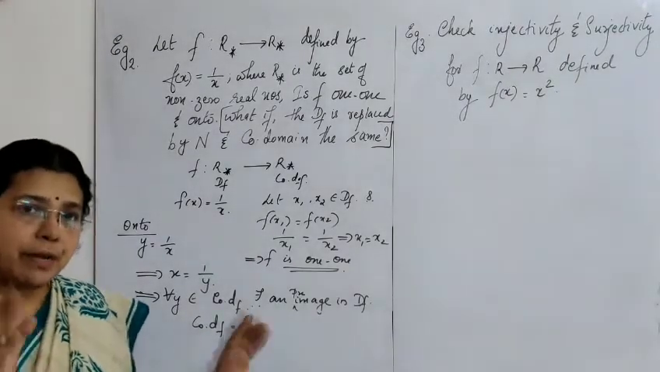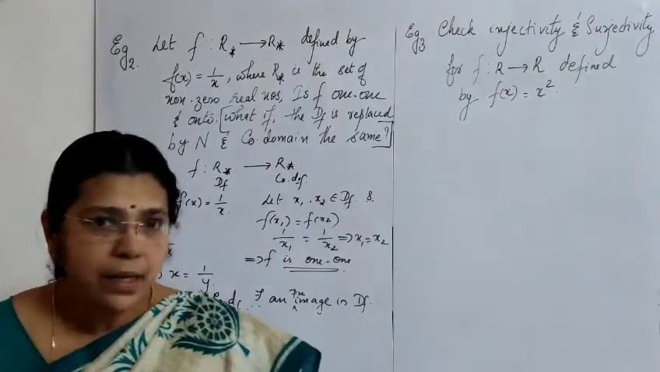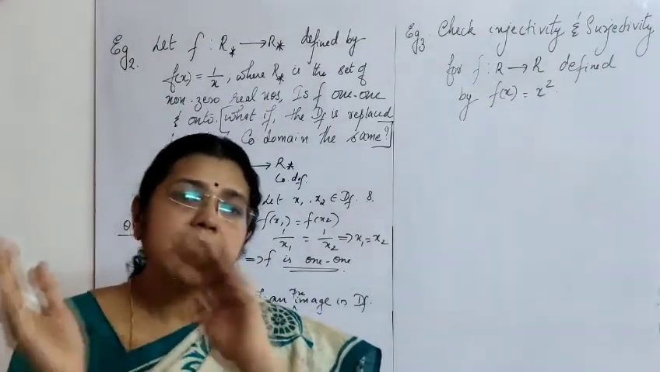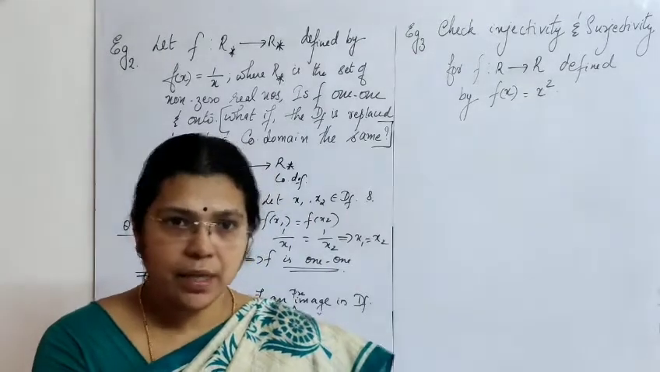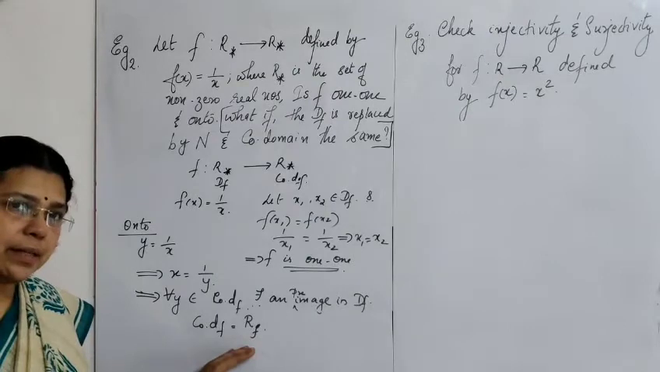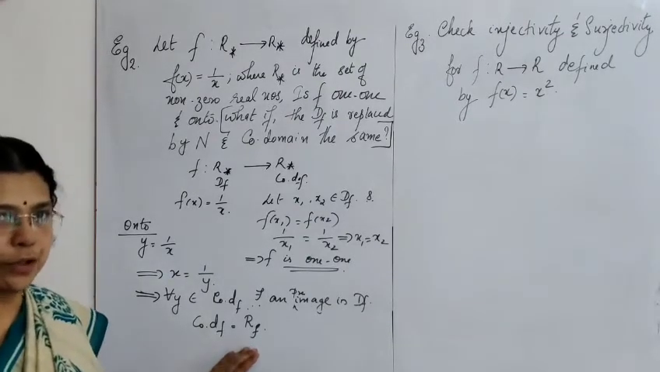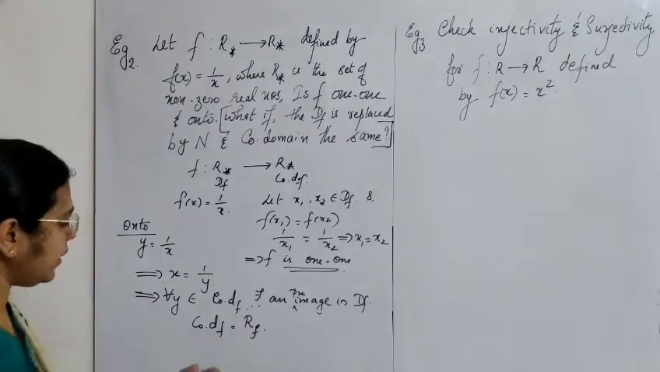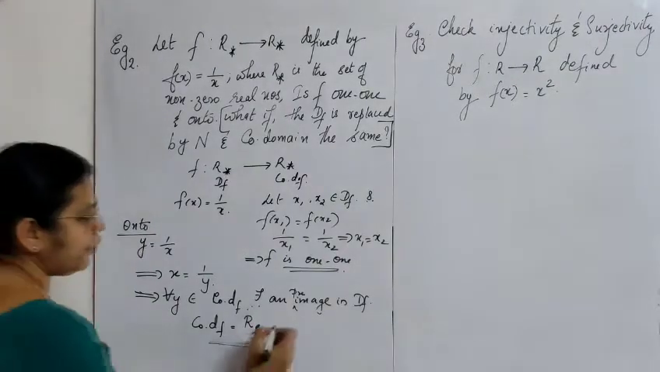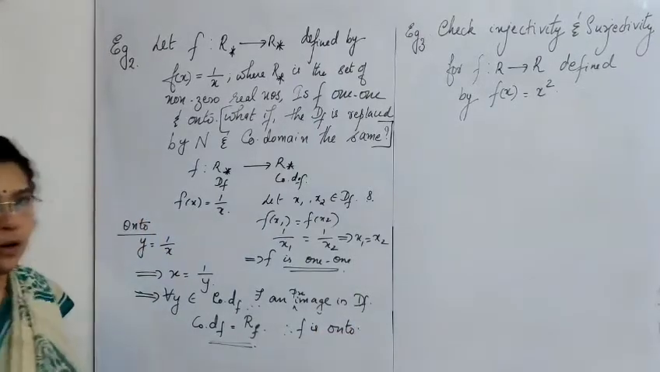Codomain means every element that belongs to the second set. For every element that belongs to the codomain, there exists a pre-image in the domain of the function. So I can say that every element having a pre-image means the codomain is the same as the range of the function, right? So the codomain of the function is equal to the range of the function, therefore f is onto.